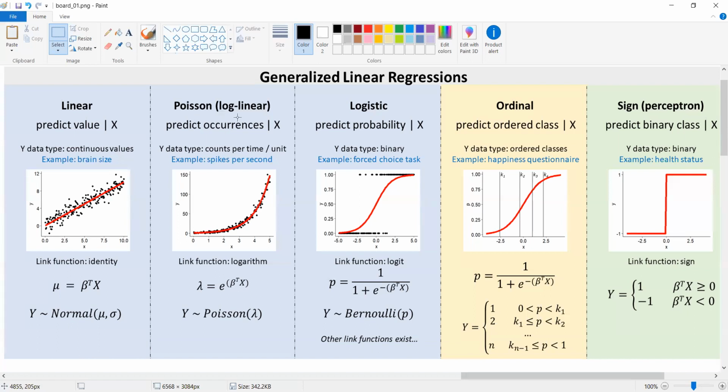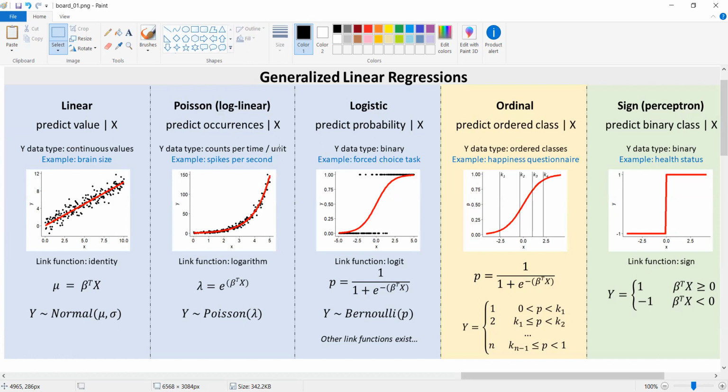Next one that we should know, this is a good one. It's called the Poisson or the log linear regression. This one is good when you want to predict occurrences given x. Occurrences means count data, or more specifically, count per time or count per unit. So let's say you want to predict how many times the bus comes to the station per hour, right? You can't have negative counts, but you can have 0, 1, 2, 3.